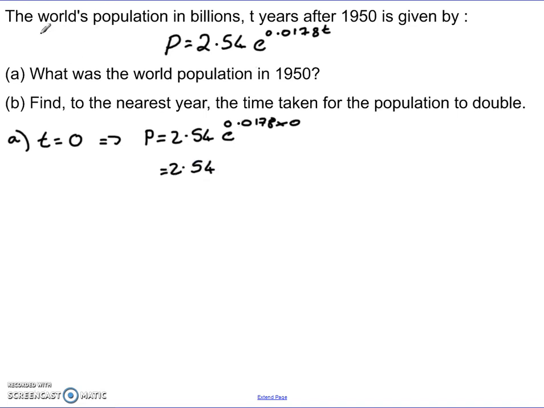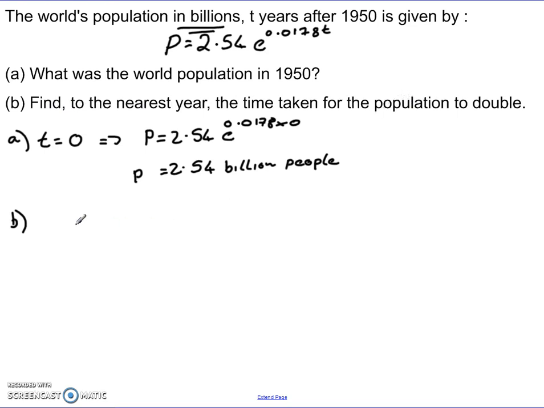Well, look at the question. The world's population in billions. So it's not just 2.54 people, it's 2.54 billion people. We have to make sure we put it back in context. We cannot forget that. So the population to begin with is 2.54 billion people. Great, that's what happens in 1950. Find to the nearest year the time taken for the population to double.